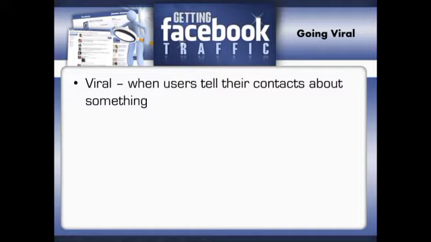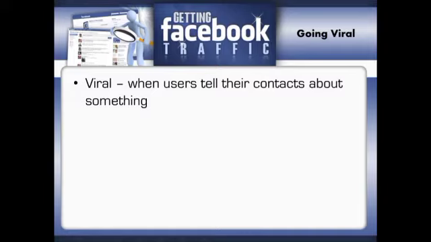Something goes viral very, very quickly. This is how videos on YouTube go from being posted and having no views to having 1 million views in a very, very short amount of time, because it goes viral. People spread that video to their friends, and their friends do the same thing.